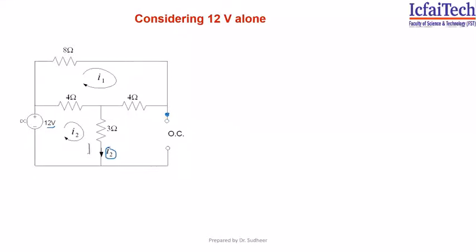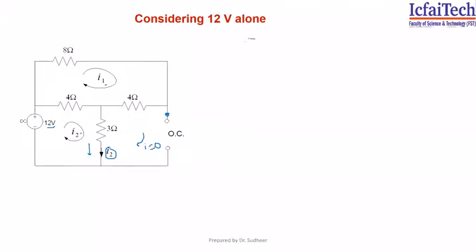Whatever the current flowing through 3 ohms, because of the open circuit, no current flows in this branch. The current in this mesh is equal to 0. So only current flowing through 3 ohms is I2. Therefore, after solving this circuit, you will find out I1 and I2. I2 is equal to I dash.